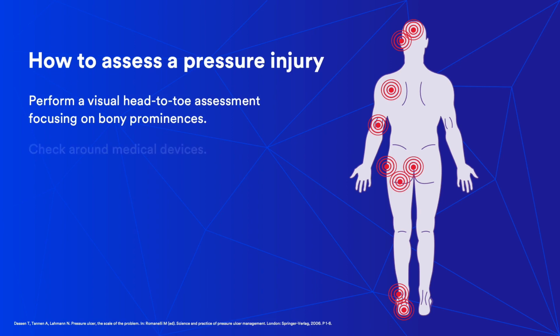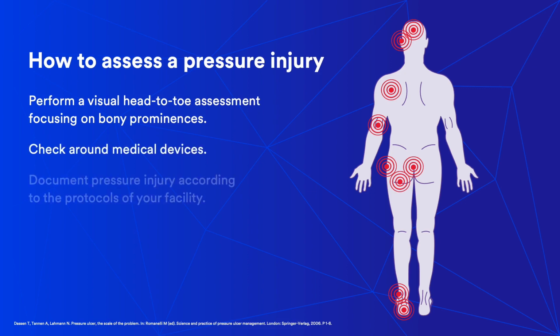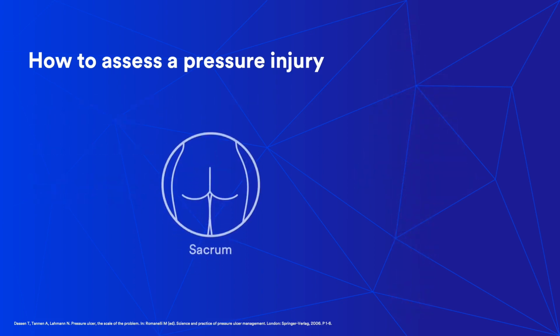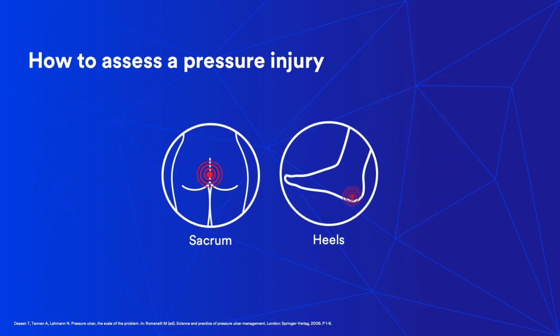It is important to check around medical devices and ensure proper documentation according to your facility protocols. When assessing patients, examine areas that are known to be at high risk of developing a pressure injury, such as the sacrum and heel. How to assess a pressure injury.